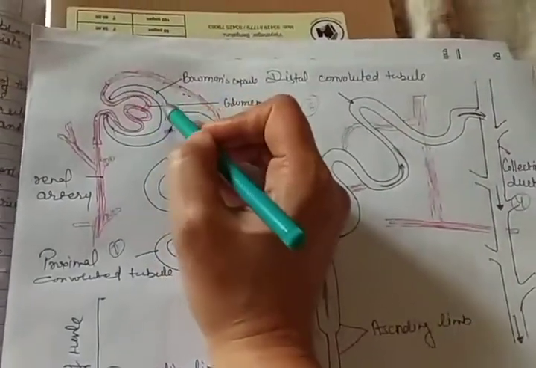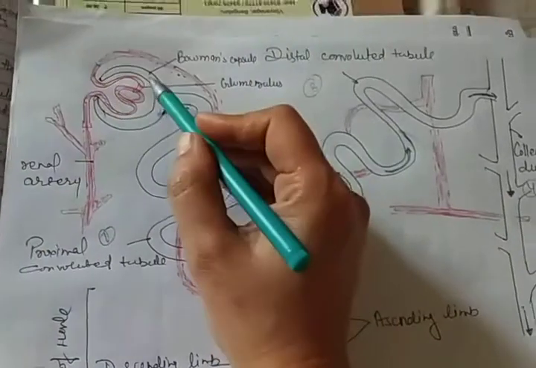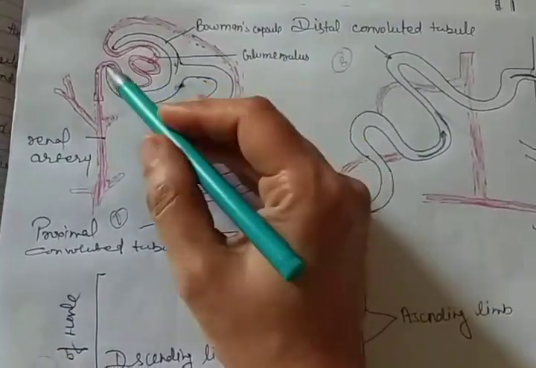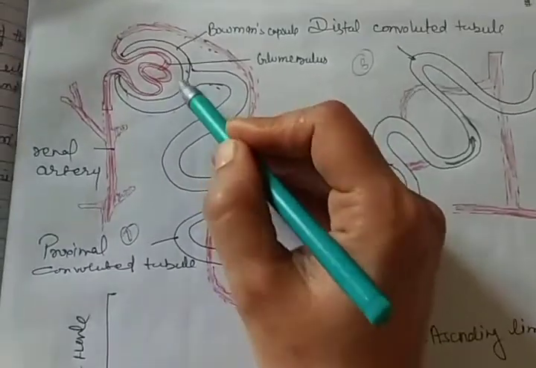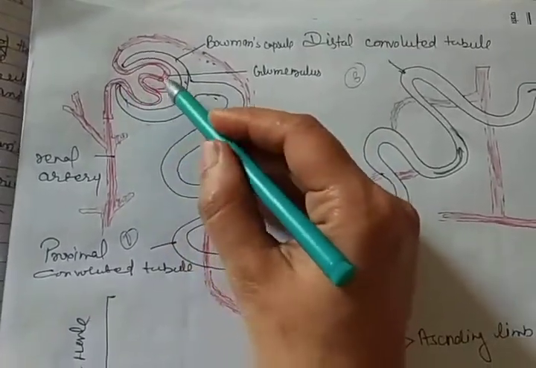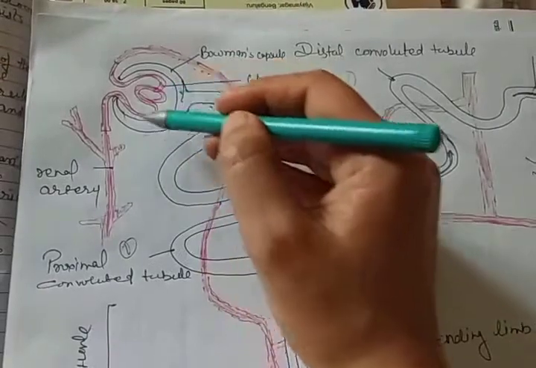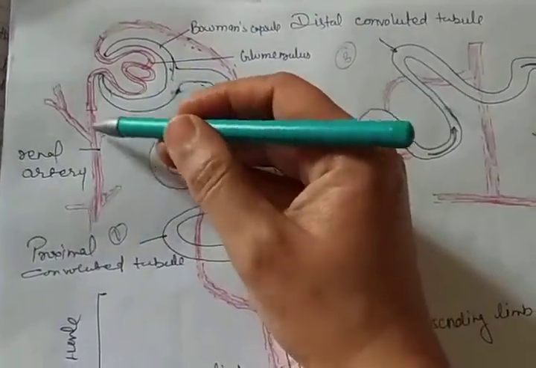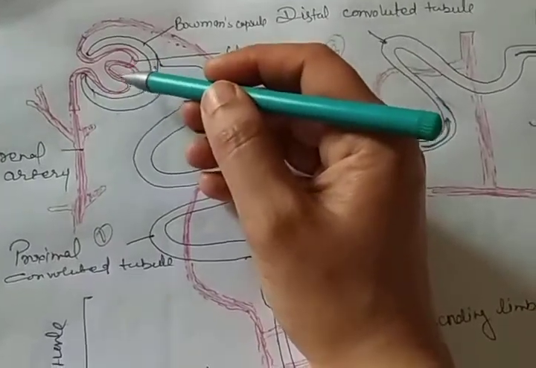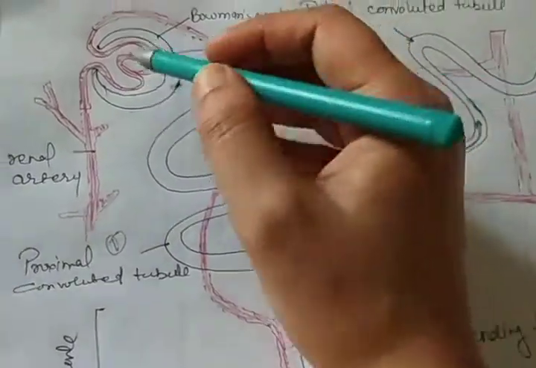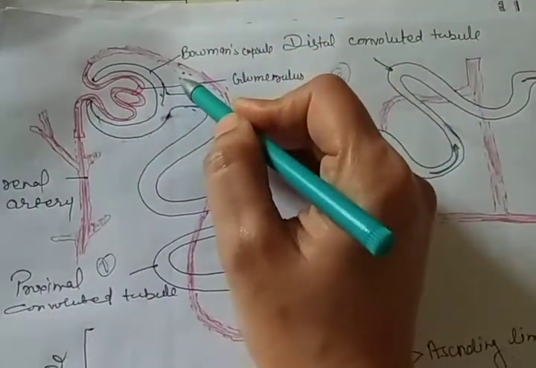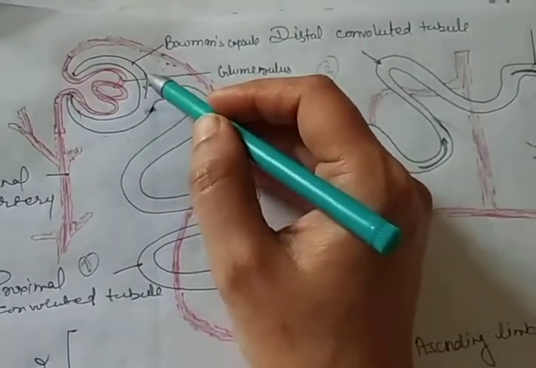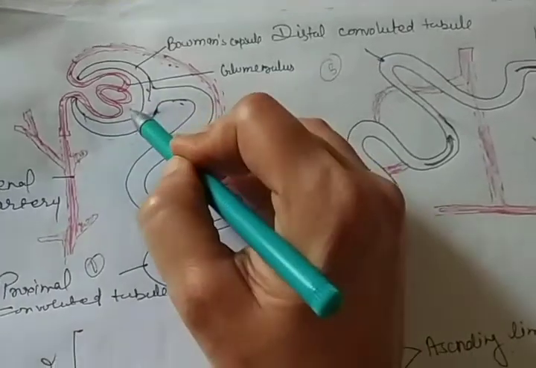First is Bowman's capsule. It is the first part of the nephron. It is a cup-shaped structure and receives the blood vessels. This red colored tube is called the renal artery, which carries blood. So Bowman's capsule is a cup-shaped structure that receives the blood vessels. Glomerular filtration occurs here.